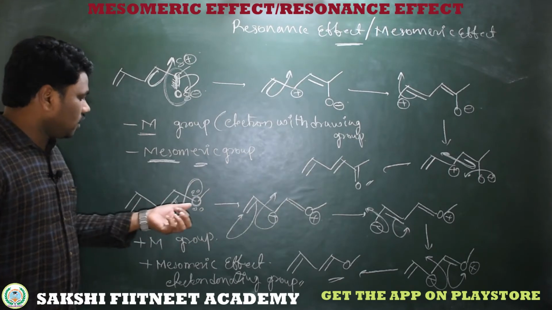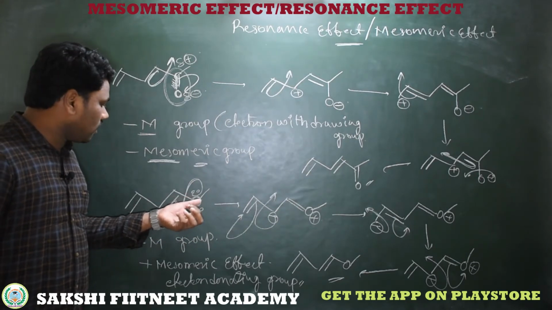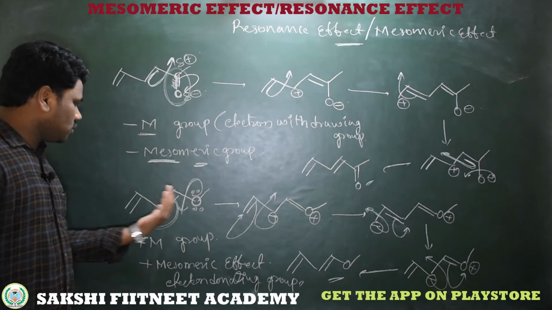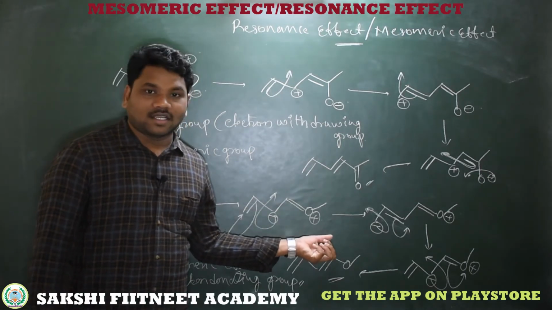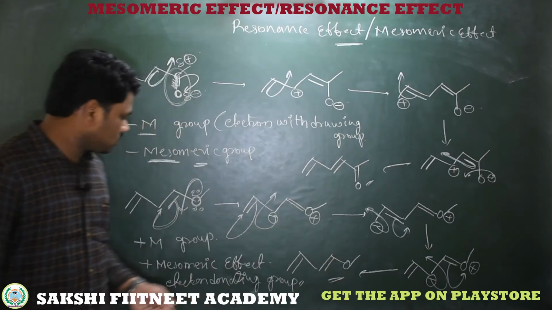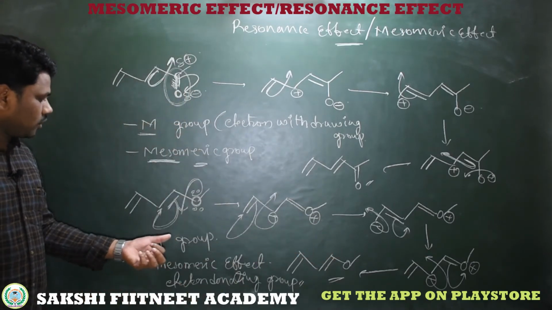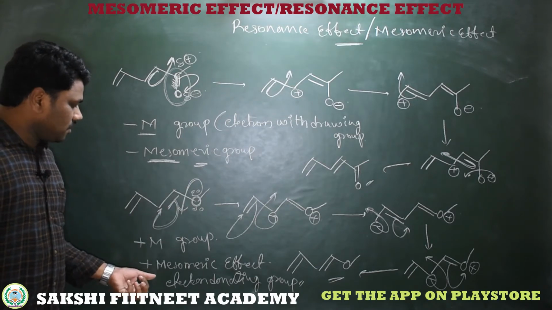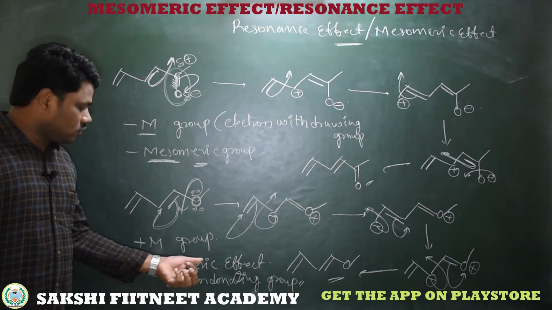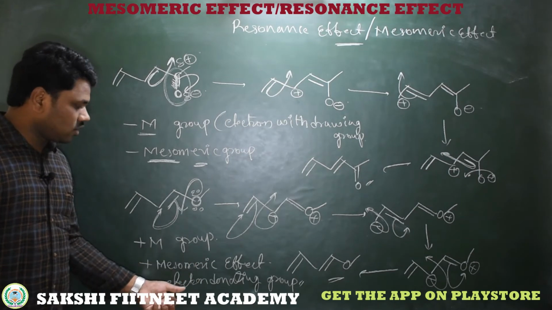Here it is simply a pi bond and non-bonded electrons. These non-bonded electrons are shifting towards a conjugation, and then we are getting resonating structures. That is called a plus M group. So in the presence of this donating group, resonance occurs, and that is called the plus mesomeric effect or plus resonance effect. The group is called an electron donating group.